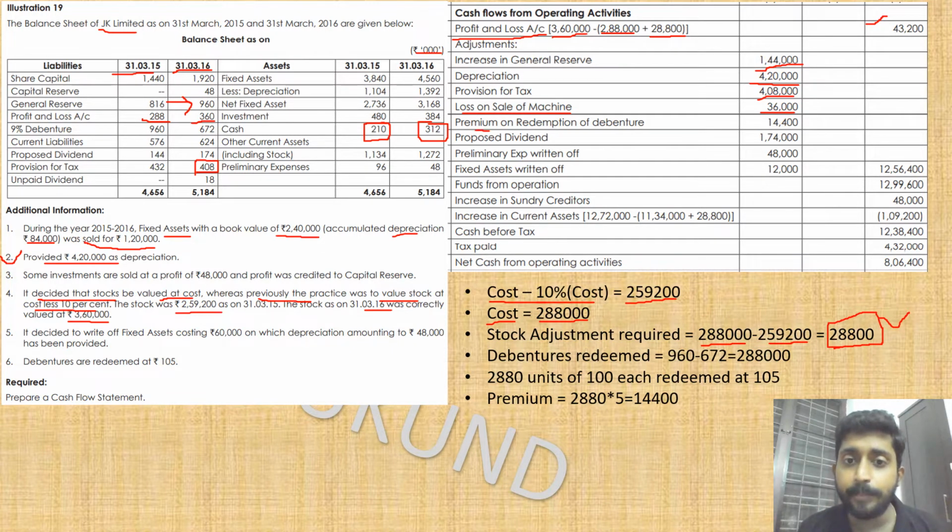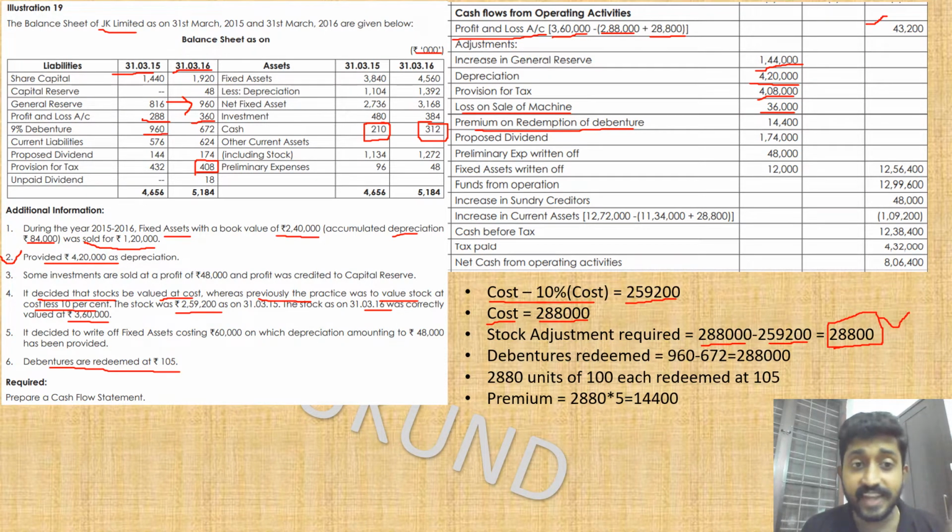Next, premium on the redemption of debentures. So how is this premium calculated? It is given here in the question that debentures are redeemed at 105. Most of the time the nominal value of debentures will be 10 rupees or 100 rupees. Here it is specifically said 105, which means 100 rupees is the actual value of the debenture, but redemption is made at 105.